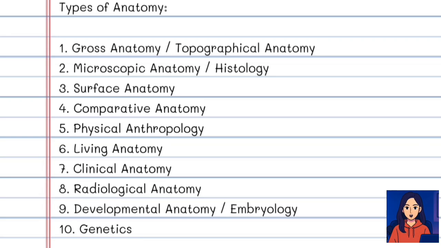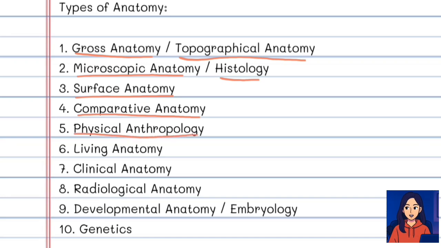Anatomy can be classified into many types, each with a specific focus. Gross anatomy, also known as topographical anatomy, deals with the study of organs and structures that are visible without a microscope. Microscopic anatomy or histology focuses on the cellular level, examining tissues under a microscope. Surface anatomy studies the external features of the body, while comparative anatomy compares the anatomical structures of different species.